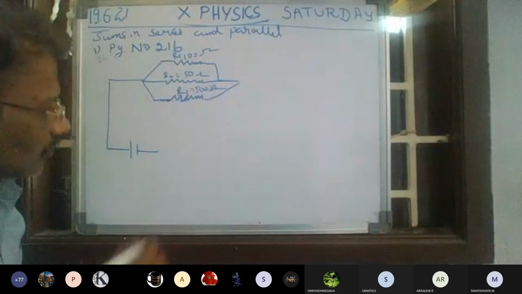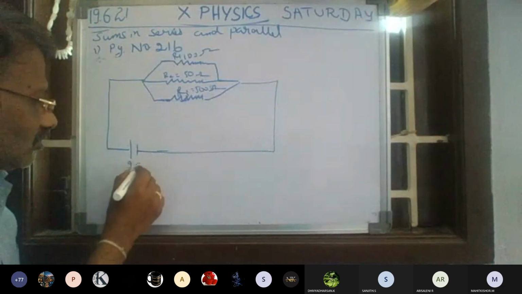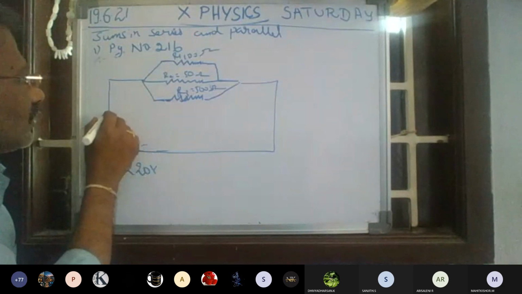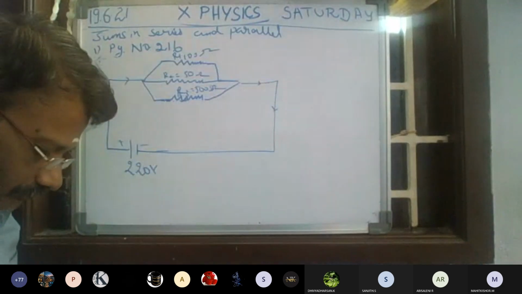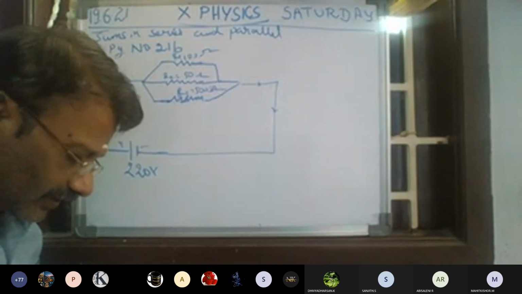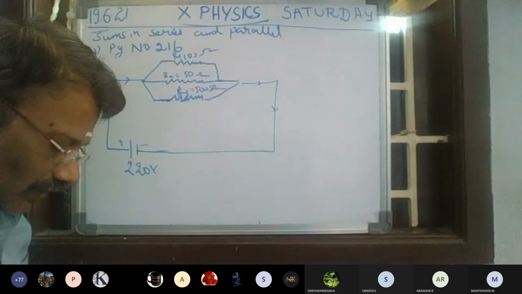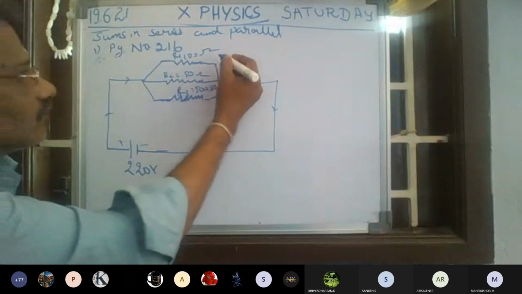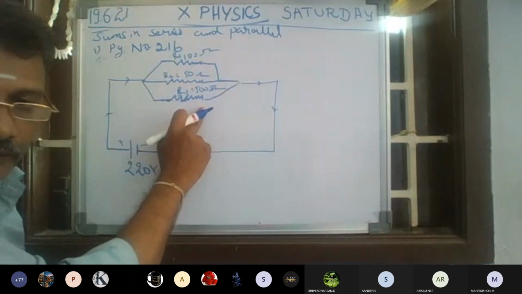It is connected across the battery of 220 volts. So the battery is 220 volts, and the potential difference across the battery is 220 volts. This is the direction of the current in the circuit. First of all, we want to find what the question is. R1, R2 and R3 are given: 100 ohms is for the bulb, this is for the toaster, and this is for the water filter.